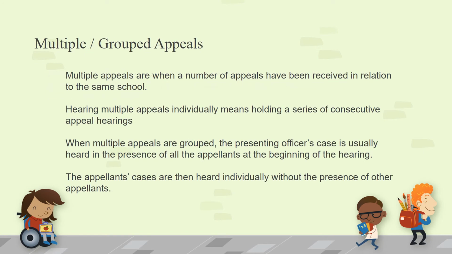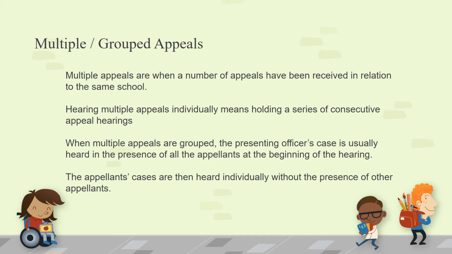Multiple appeals are when a number of appeals have been received in relation to the same school. Admission authorities must take all reasonable steps to ensure that multiple appeals for a school are heard by one panel with the same members. A panel hearing multiple appeals must not make decisions on any of those appeals until all the appeals have been heard. Multiple appeals may be heard either individually or in groups.